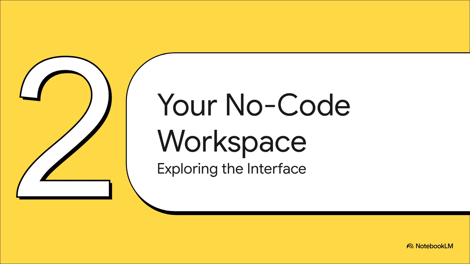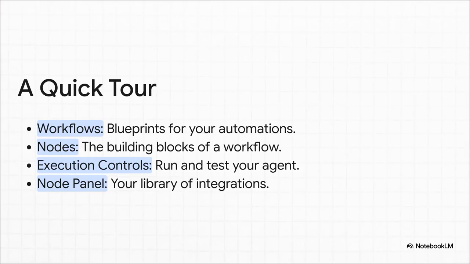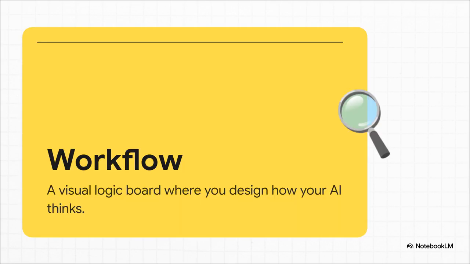This is your mission control, the visual canvas where you're going to design exactly how your agent thinks and acts. So, let's do a super quick tour. See workflows? Those are like the high-level blueprints for your automations. Inside those, you have nodes. Those are the individual building blocks that do the actual work. Up top, you've got your controls to run and test everything. And that panel on the right, that's your treasure chest, your library of connections to pretty much any tool you can dream of.